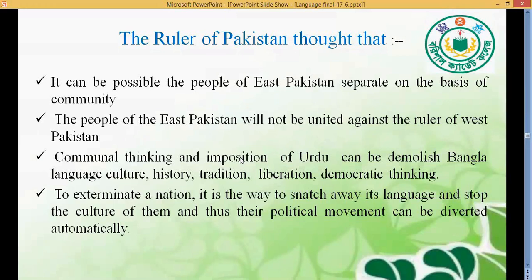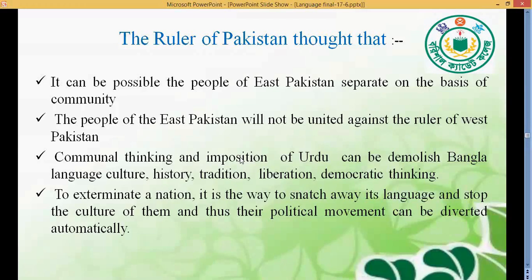At the time, what was the mind of the ruler of West Pakistan? The ruler of West Pakistan thought, number one, that it would be possible to separate the people of East Pakistan on the basis of community. Number two, the people of this Pakistan would not be united against the ruler of West Pakistan.